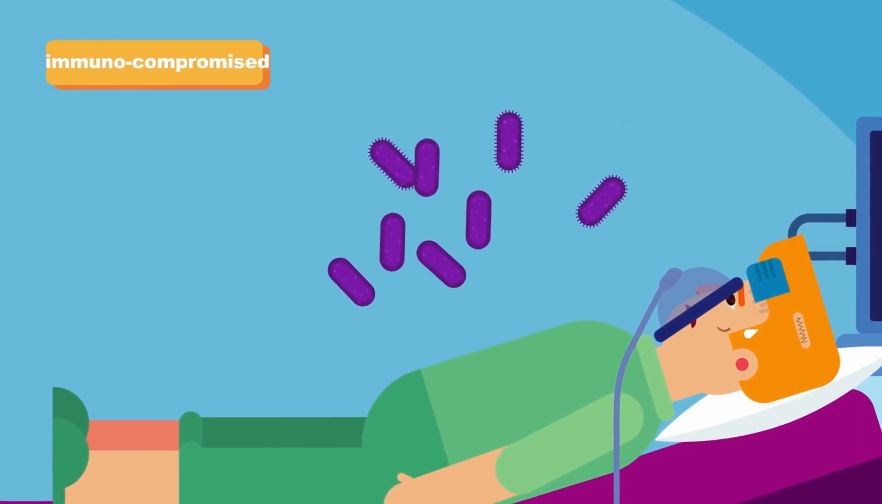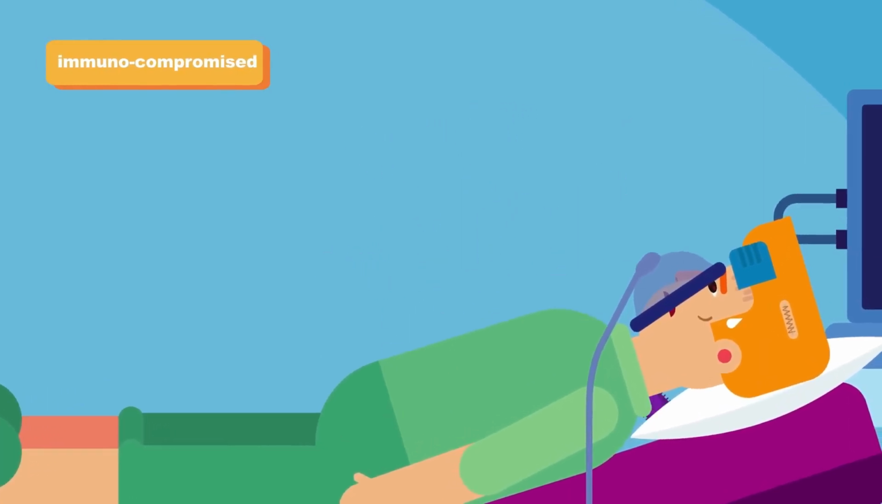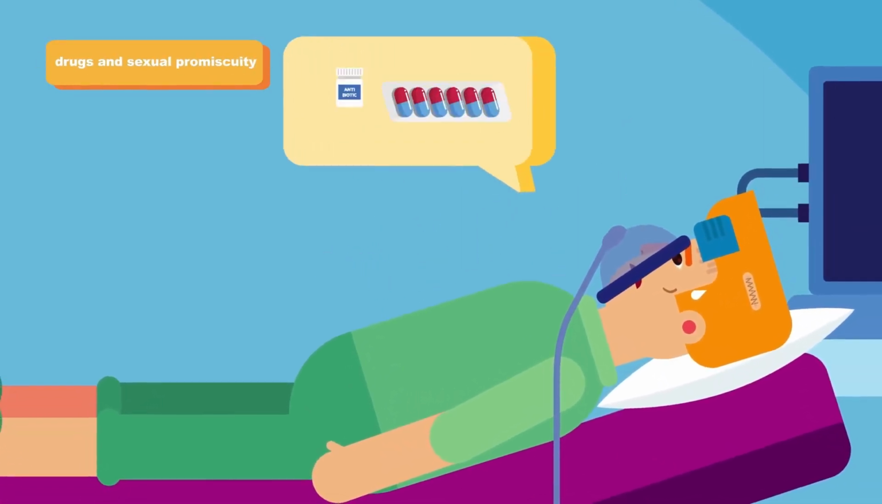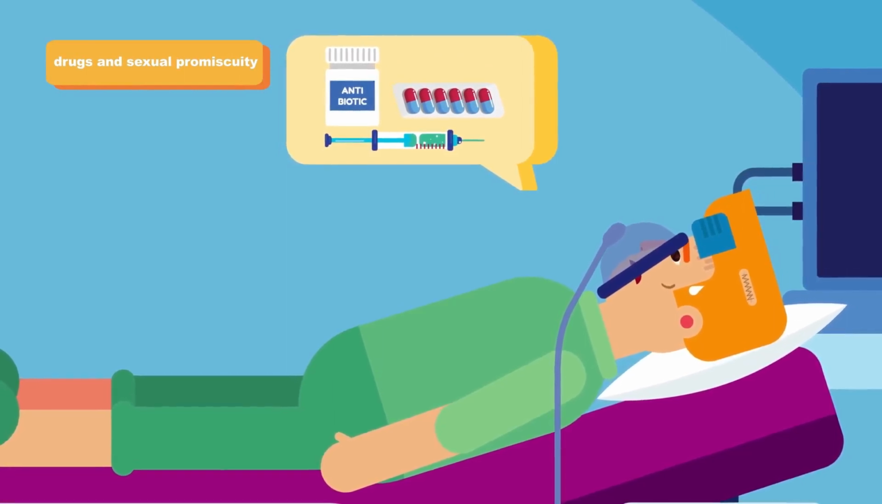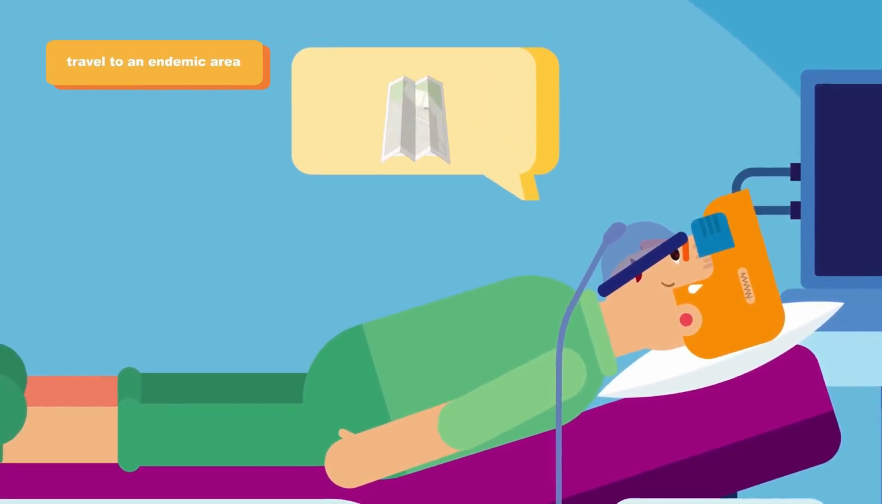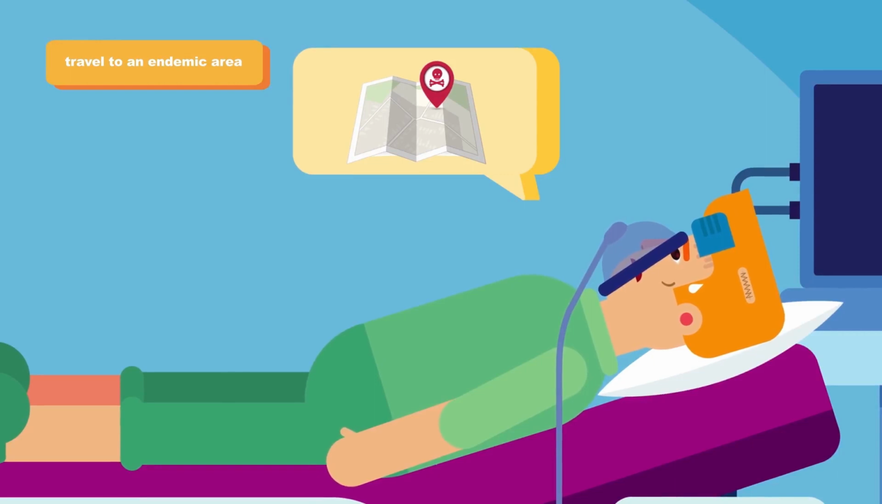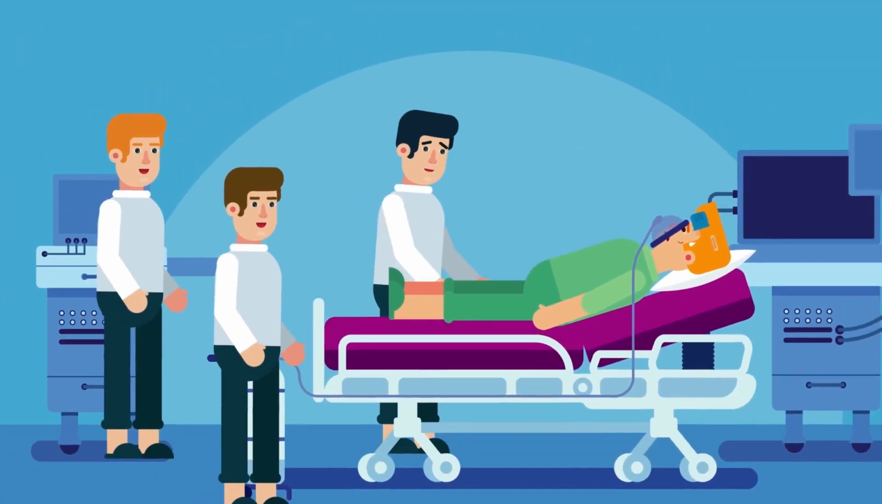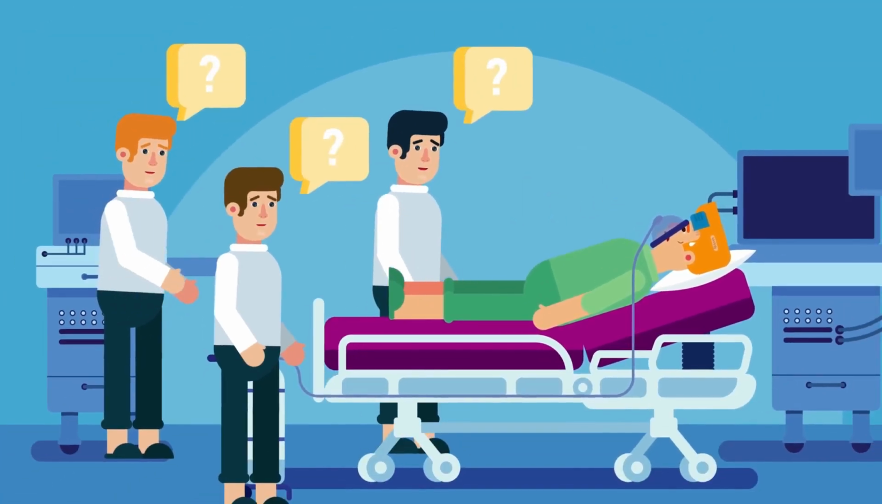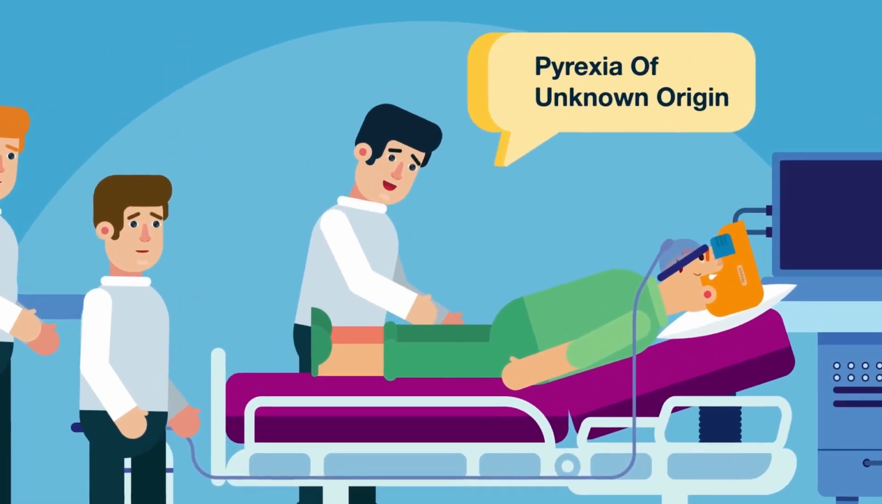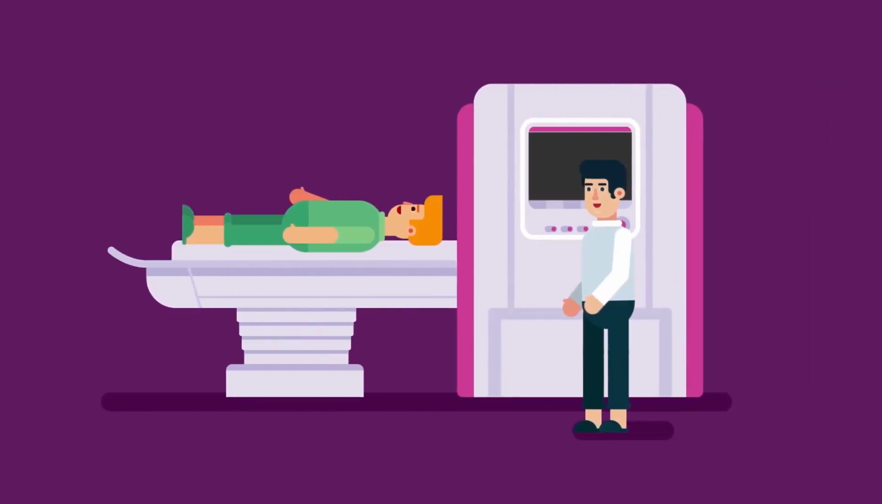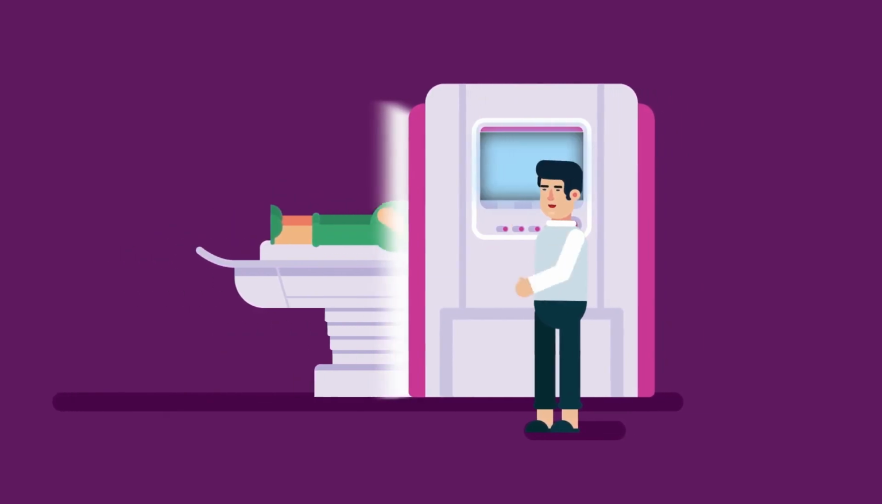7. Patient who is immunocompromised. 8. High-risk behavior, including drugs and sexual promiscuity. 9. History of travel to an endemic area. And 10. If no obvious cause is found for the fever within 3 weeks, in the last case scenario, it becomes known as pyrexia of unknown origin and requires extensive workup.